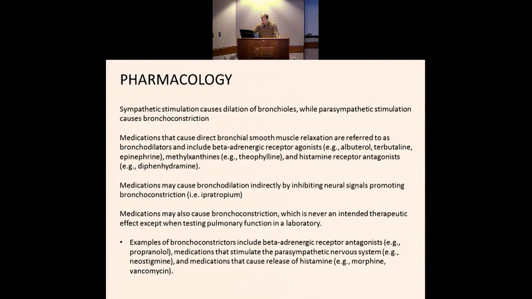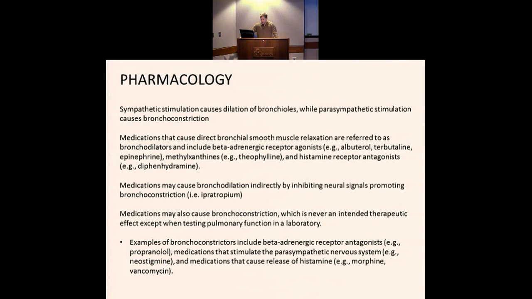Medications that may cause bronchodilation indirectly, so this is like ipratropium. It's basically blocking out the signals that would cause bronchoconstriction. So it accomplishes the same thing as the beta-adrenergic receptor agonists like albuterol, but it does it a different way. They're longer acting as well. So people may be on these when they come to the OR, but we don't usually give them as a quick acting solution.